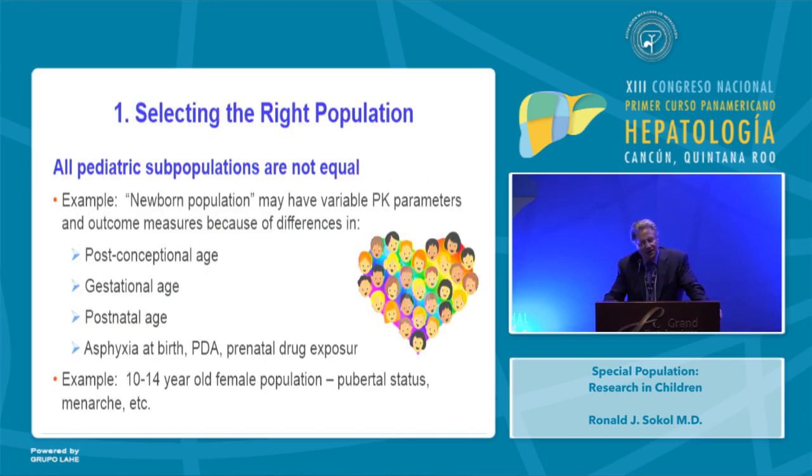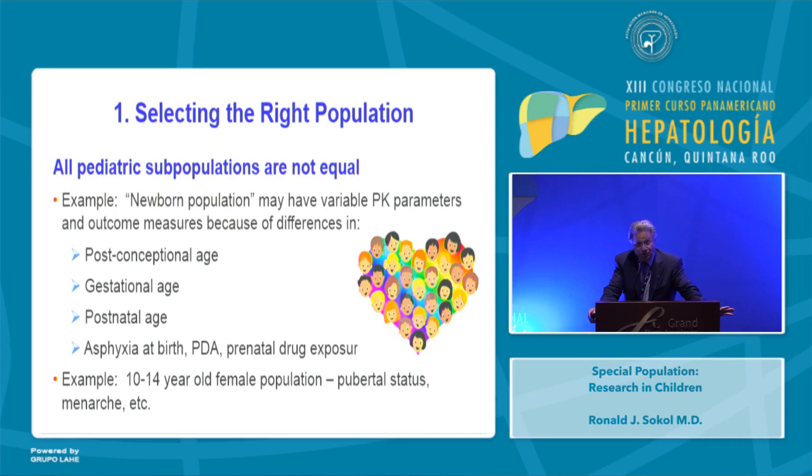focuses on. So let's just talk about some of the specific challenges and how we get around this. The first is to find the right population to study. Every pediatric subpopulation is not equal. For instance, a newborn population may have completely different pharmacokinetic parameters and outcome measures that differ based on the post-conceptual age, the gestational age of the infant, the postnatal age, whether they had asphyxia at birth, whether they had a patent ductus arteriosus, et cetera, et cetera.